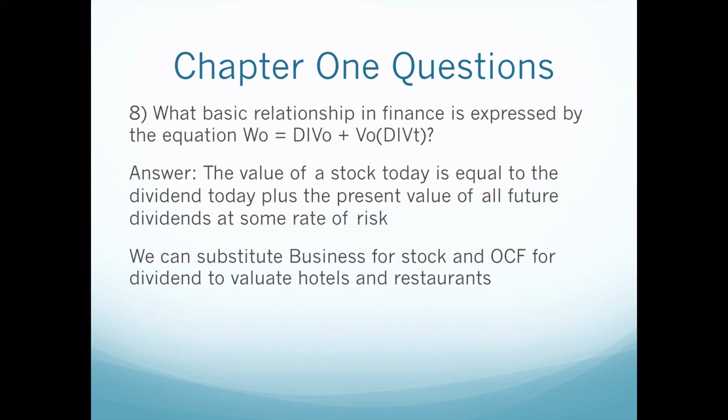What is the basic relationship in finance that's expressed by the equation V sub 0 equals dividend sub 0 plus the present value of future dividends? If you remember right, I gave you that as the value of stock today is equal to the dividend today plus the present value of all future dividends at some rate of risk. If you remember, I said we could actually substitute dividend for OCF and V sub 0 for the value of a hotel or restaurant, and we can use this formula to actually calculate the present value, or the selling price, or the market value of a hotel or restaurant, or any business for that matter.